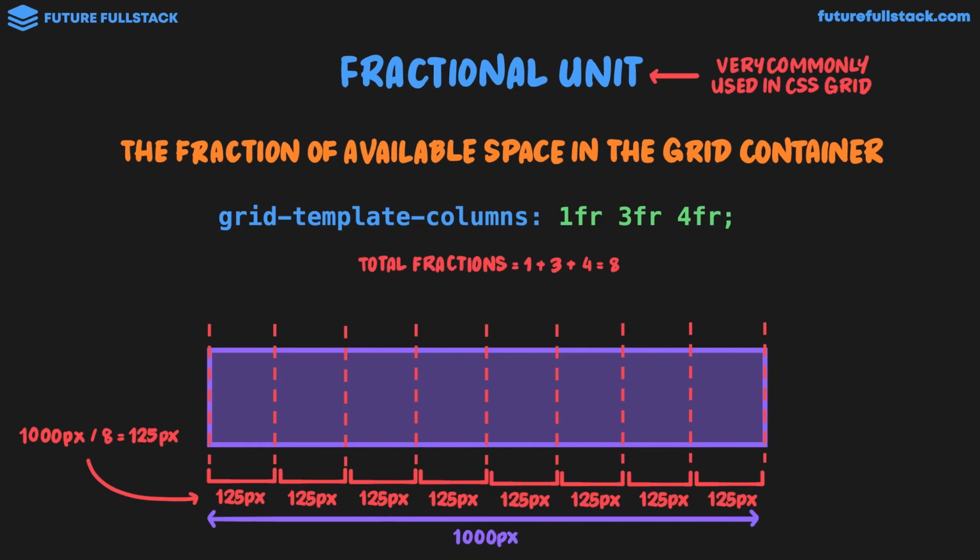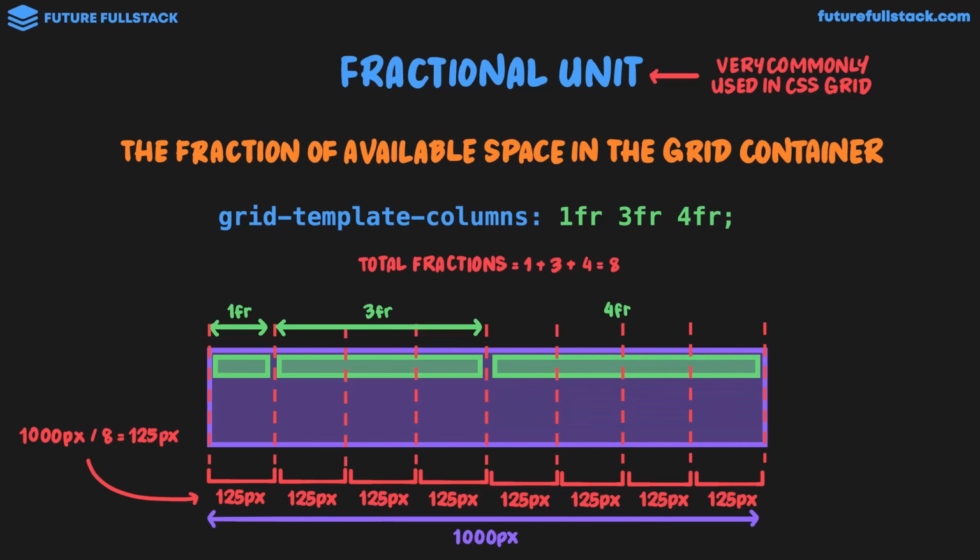We then look back at the grid template columns values we decided. Our first column is 1 fractional unit, which we know is 125 pixels. Our second column is 3 fractional units, which would be 3 lots of 125 pixels, so that's 375 pixels. And our third column is 4 fractional units, which is 4 lots of 125 pixels, which is 500 pixels. So fractional units are an easy way to define our grid columns proportionally.